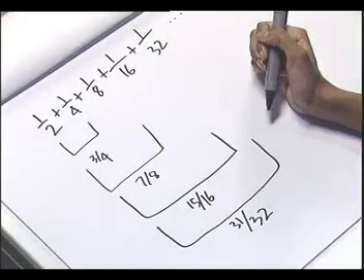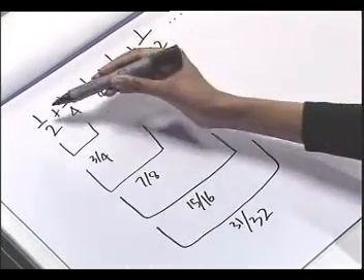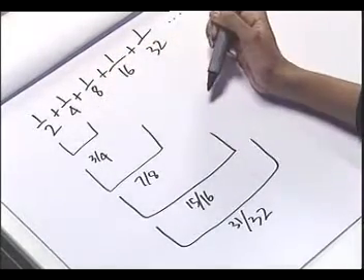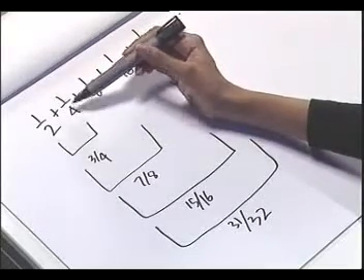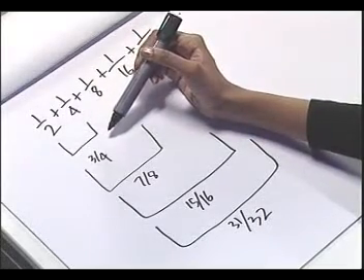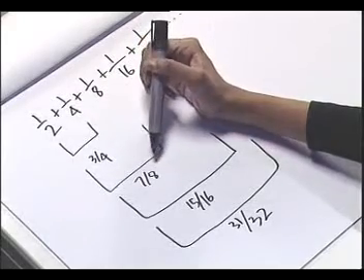The sums of these first few terms are called partial sums. We say the first partial sum is just the first term on its own. The second partial sum is the sum of the first two terms, so in this case 3/4. The third partial sum is the sum of the first three terms, so in this case 7/8, and so on.